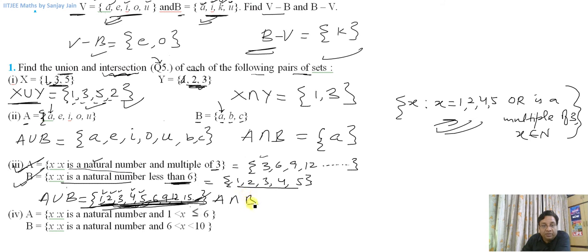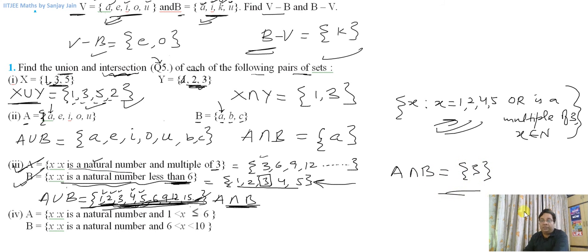Now let us look at the intersection. In the intersection, I just need the common elements. If you look at the natural numbers less than 6, these are the numbers, and out of these I just require the multiple of 3. So this is the only number that will be there in the intersection set. All right.